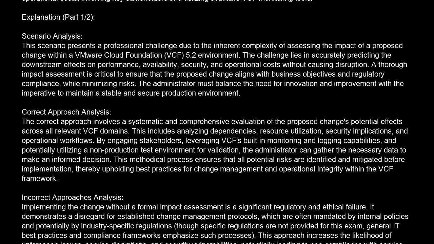Incorrect approaches analysis. Implementing the change without a formal impact assessment is a significant regulatory and ethical failure. It demonstrates a disregard for established change management protocols, which are often mandated by internal policies and potentially by industry-specific regulations. Though specific regulations are not provided for this exam, general IT best practices and compliance frameworks emphasize such processes. This approach increases the likelihood of unforeseen issues, service disruptions, and security vulnerabilities, potentially leading to non-compliance with service-level agreements, SLAs, and data protection requirements.